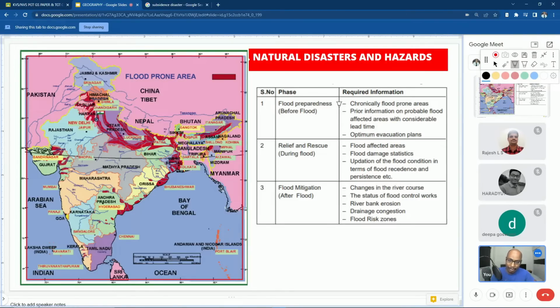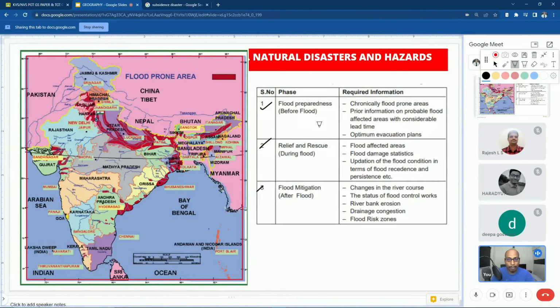And we cannot stop these floods because we are building infrastructure across, stopping the flow of the current of the water of the river. So it cannot be stopped, but we can go with some kind of preparedness so that we can get at least some relief from this kind of disasters. Knowing about the monsoon season, coming to know about this kind of flood situation so that we can save. So we will use flood preparedness before flood, relief and rescue during flood, and flood mitigation after flood.